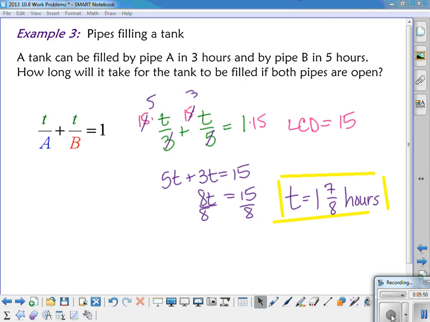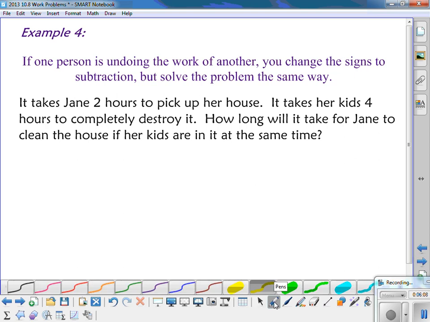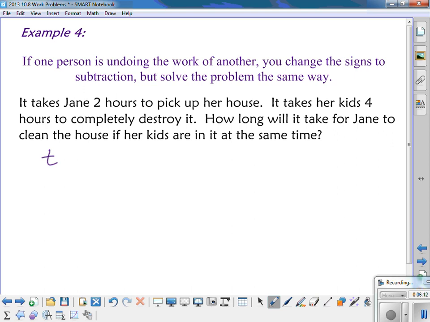Sometimes you're going to have somebody who's working against you rather than for you, and when that happens, you have to subtract. So in example 4, Jane takes 2 hours to pick up her house, and it takes her kids 4 hours to completely destroy it. So they're working against her, right? And so how long if it's happening at the same time? So their time together is what I'm trying to find, over Jane's 2 hours, minus their time together over the kids destroying it in 4 hours. And that's going to equal 1 job.